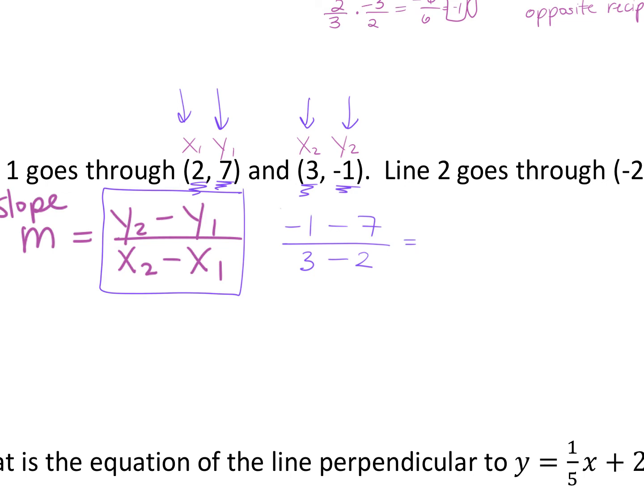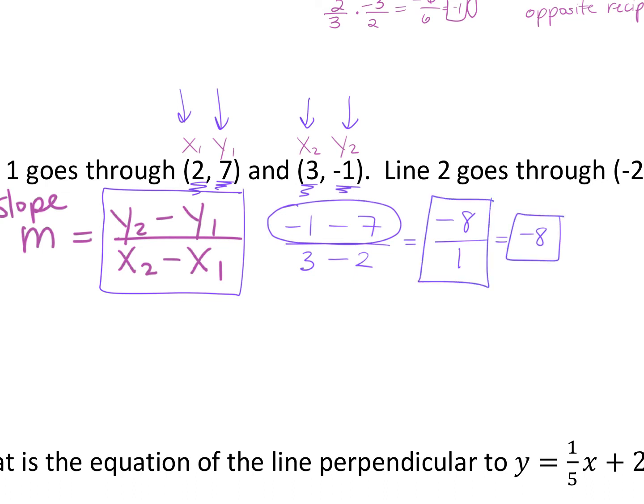So let's simplify. What number do you get on top? -8. What number do you get on bottom? A +1. So you get a slope of -8, or I don't care if you leave it like this, -8 over 1. That's the slope of the first line.